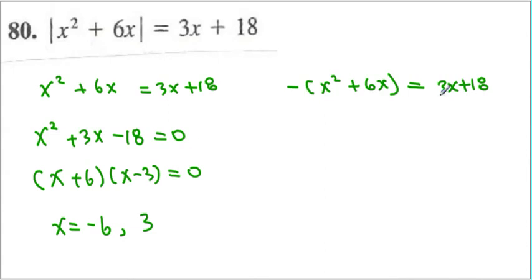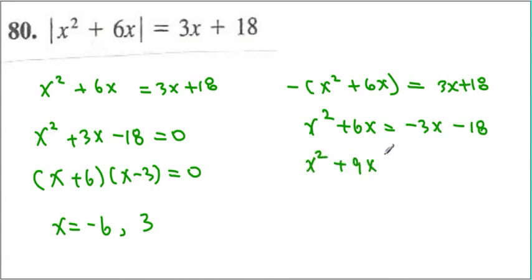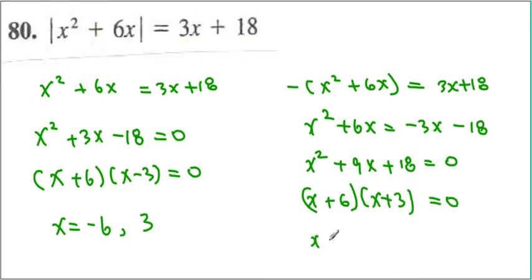Now here, if I have to multiply by a negative sign, then we will have x squared plus 6x is equal to negative 3x, negative 18. By putting everything onto the other side, we will have x squared plus 9x plus 18 equal to 0. Now this is also factorable, where x plus 6 and x plus 3 equal to 0. That means x would have been equal to negative 6 and negative 3. So in fact we have 3 numbers to check.